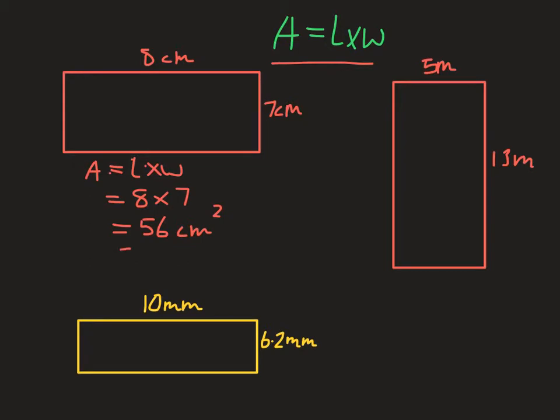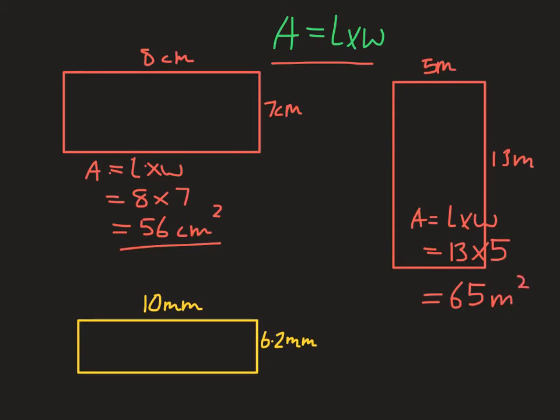Remember that area is a squared unit because it's the space inside the shape. Same thing with this one over here. The area is going to be equal to the length times the width. So it's going to be equal to 13 times by the width of 5. 13 times by 5 is equal to 65. So the area of this rectangle here is 65 square meters.